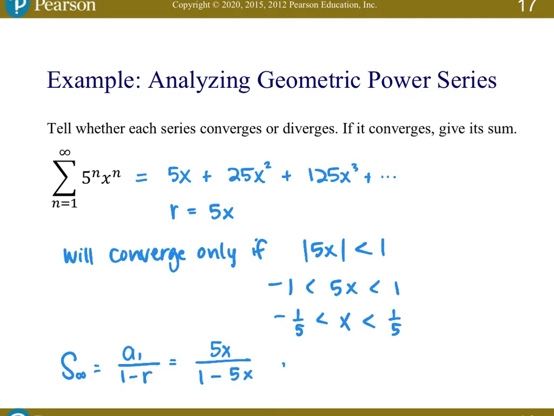As long as x stays between -1/5 and +1/5. So as long as the absolute value of x is less than 1/5, then that will be true. So there is a sort of a domain. It's not domain, they don't call it domain. It's called an interval of convergence. So as long as the interval of convergence is met, then this power series will converge to the expression 5x over 1 minus 5x.